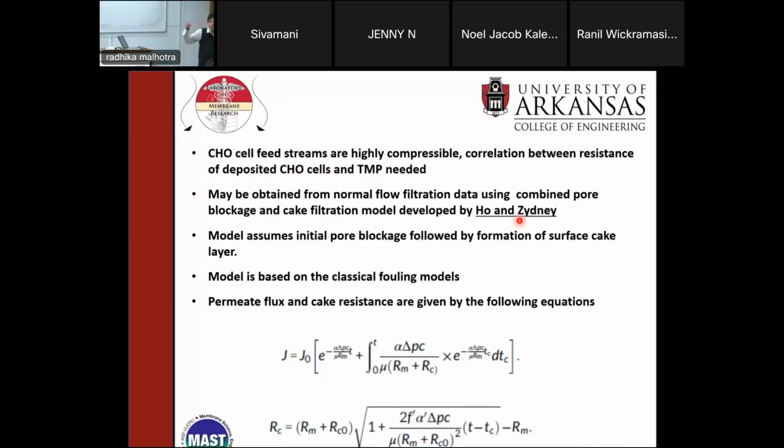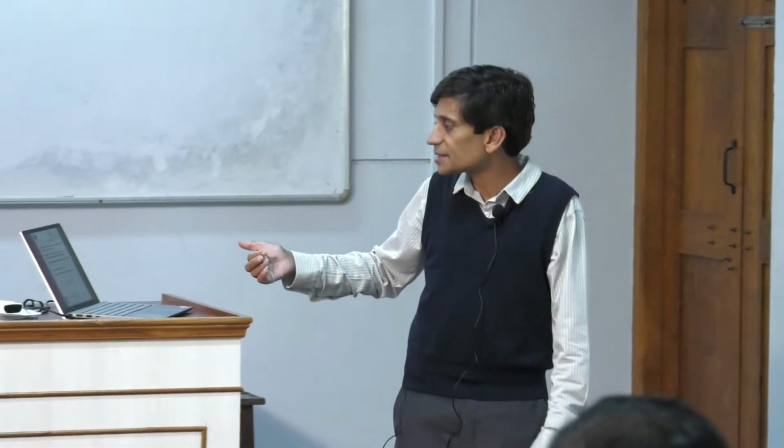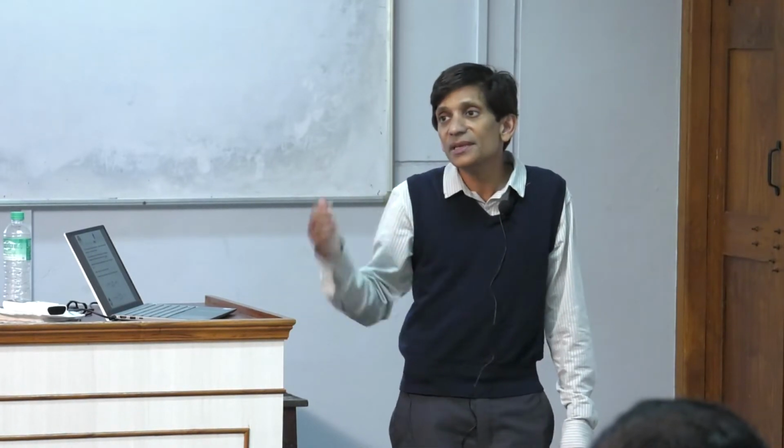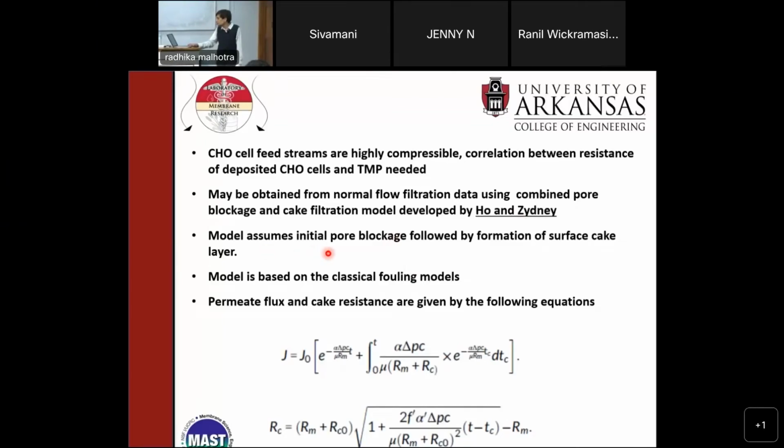But remember we talked about those blocking models? So these people, Andrew Zydney at Penn State, basically came up with a model where he links two of them, pore blocking and cake filtration. And that's the model we're going to use, okay? The model assumes initial pore blockage followed by formation of a surface cake layer, exactly what happens in this membrane. Model is based on classical fouling models. We talked about them. Permeate flux and cake resistance are given by the following equation.